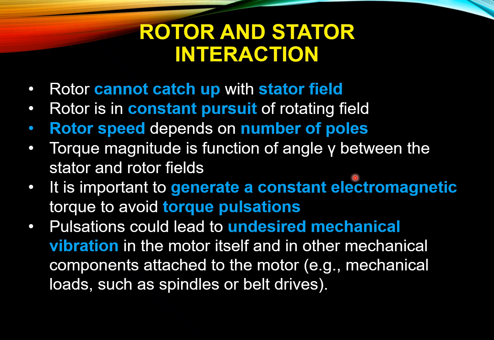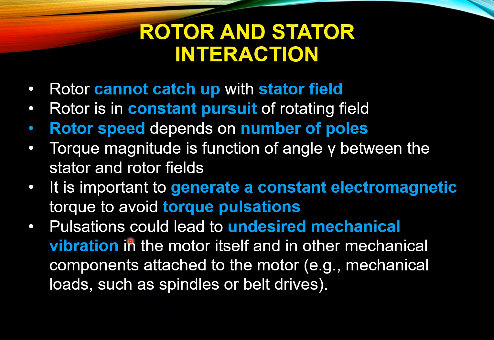It is important to generate a constant electromagnetic torque to avoid torque pulsation. So we need to have a constant electromagnetic torque. We cannot, like, one time generate 10 Newton meter, one more time 20, one more time 100. It will create a torque pulsation, so it will create a vibration. Pulsation could lead to undesired mechanical vibration.